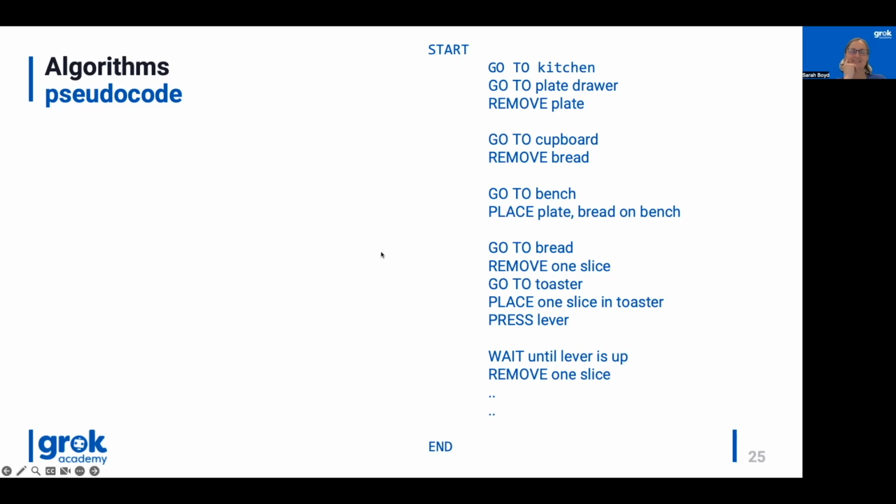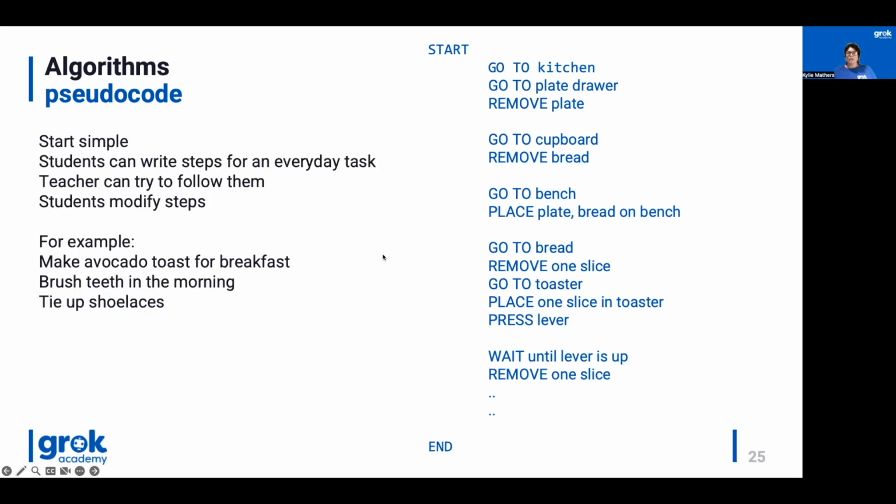So this one here is all about making some avocado toast. I would think that maybe something like making some toast in the morning, something students are all familiar with, is a really good place to start, something sequential. They might be brushing teeth, it might be tying up shoelaces. You can see here we have a start and an end at the end.